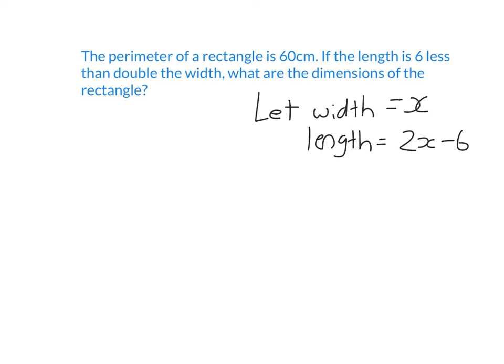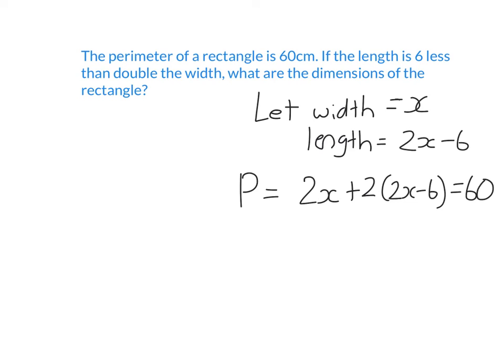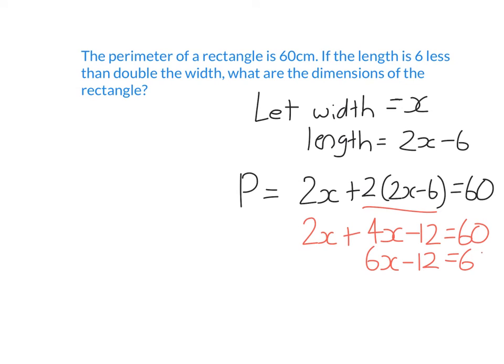So if that's the width, the length is double the width minus 6. 6 less than double the width. So the perimeter of the rectangle is 2 times the width plus 2 times the length. And that's equal to 60. Now we have an equation to solve. Remember, brackets come first. So I have 2x plus 2 times 2x, 2 times minus 6. So when solving the equation, collect like terms. And now we have an equation here to solve.